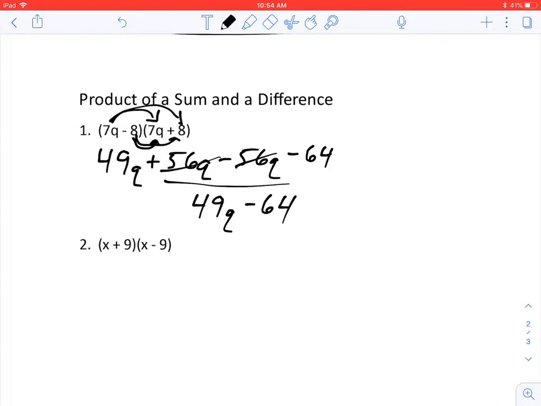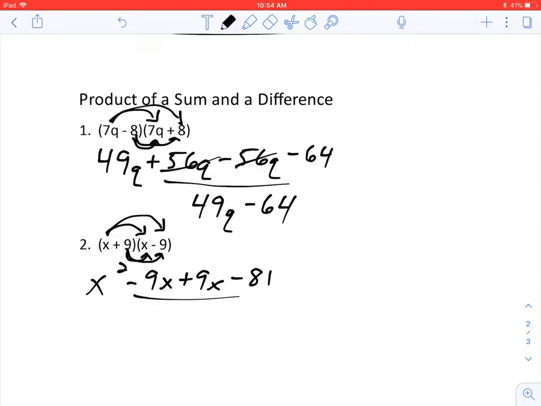Now the next one, same thing, x plus 9 times x minus 9. These are conjugates, so we're going to FOIL them together. x times x is x squared. x times negative 9 is negative 9x. 9 times x is positive 9x. And 9 times negative 9 is negative 81. Once again, these two center terms are negative 9x and positive 9x. Because the original expressions were conjugates, these center terms are going to cancel, and you're just left with x squared minus 81.